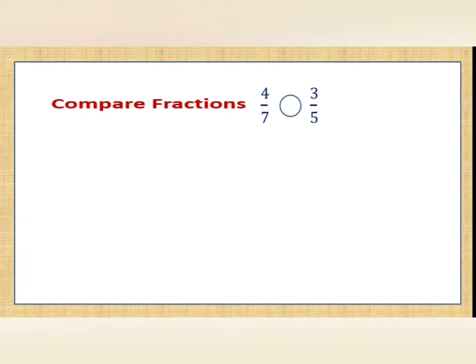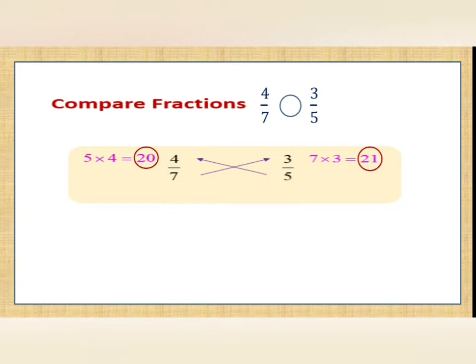See here, both the numerators and the denominators are different. So, use cross multiplication to compare these fractions. First, we have to multiply 5 and 4. That is 5 into 4 is equal to 20. Then 7 into 3 becomes 21. Now we can compare 20 and 21. 21 is greater. So 3 by 5 is greater.